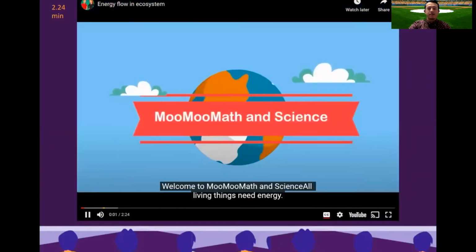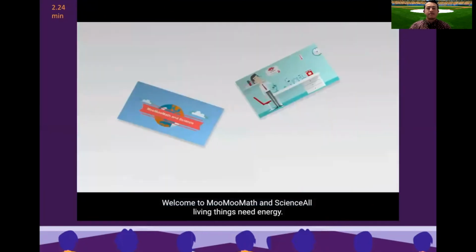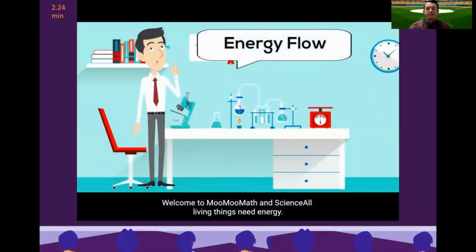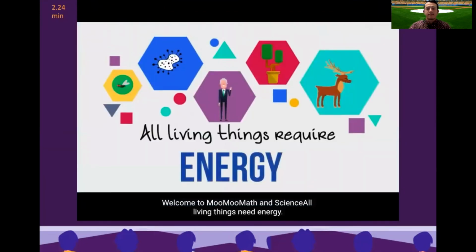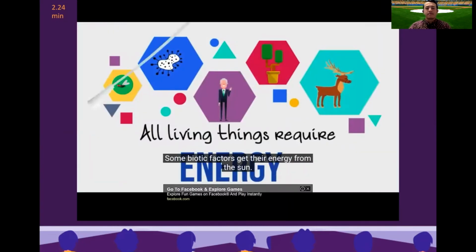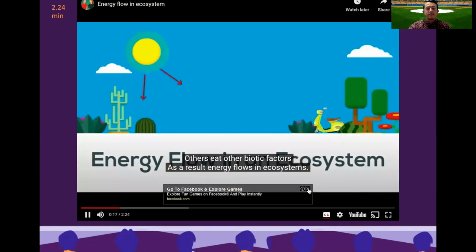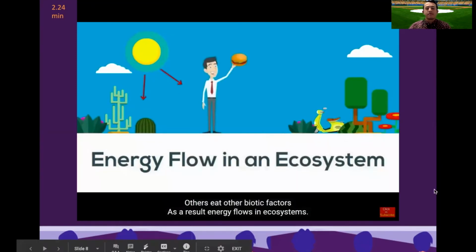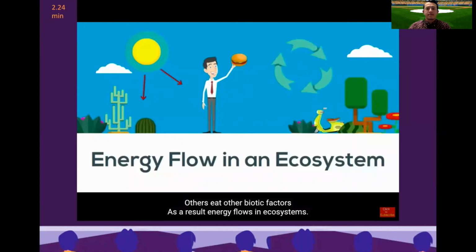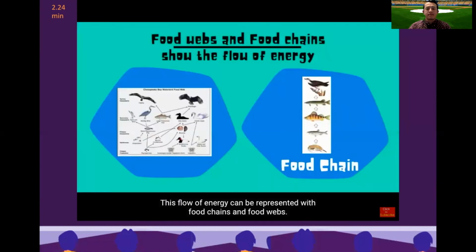Welcome to Moo Math and Science. In this video, I'd like to talk about energy flow in an ecosystem. All living things, which are biotic factors, require energy. Some of these biotic factors get their energy from the sun. Others eat other biotic factors. As a result, energy flows in ecosystems. The flow of energy can be represented with food chains and food webs.